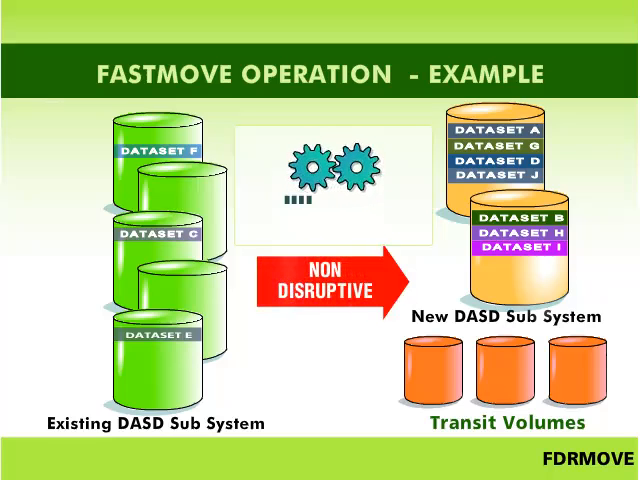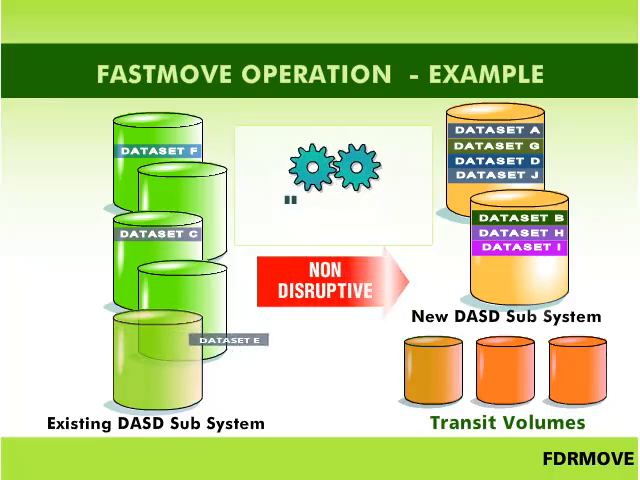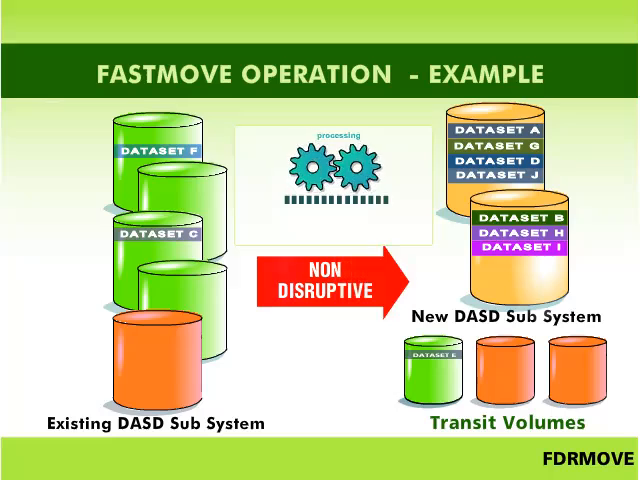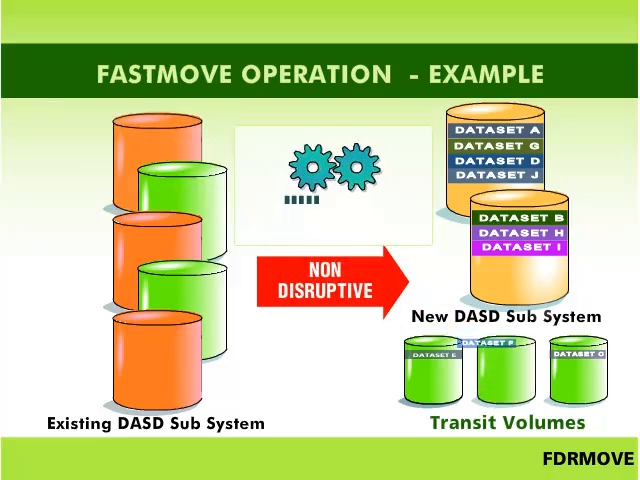FASTMOVE is started, selecting datasets on the 3 volumes, which are currently active. As in our previous example of the move operation, 3 of the 5 volumes in the existing DASD subsystem contain datasets that are active for extended periods, with only a small window when applications are closed and the datasets become inactive. In this example, there are enough transit volumes to move all the volumes containing the active datasets to the transit station volumes. Therefore, FDRPass moves all 3 volumes containing the selected active datasets to transit station volumes.